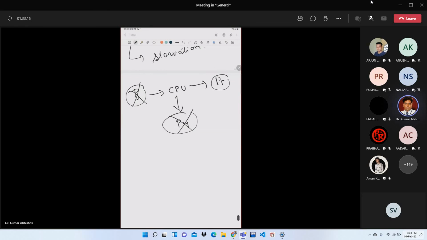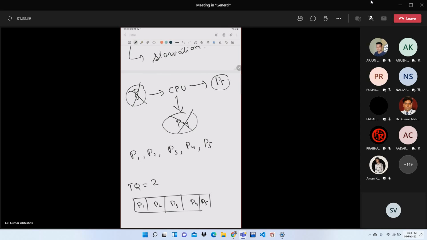But if I am in round robin scheduling, I have a ready queue: P1, P2, P3, P4, P5, and the time quantum is 2. So for 2 milliseconds, every process will get its turn: P1, P2, P3, P4, P5. What happens after the time quantum? If the process has execution time remaining, it will go to the back of the queue.